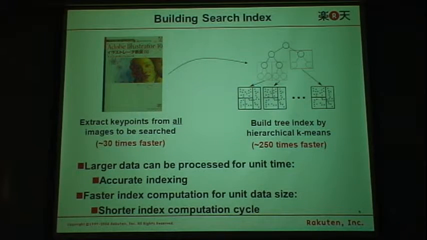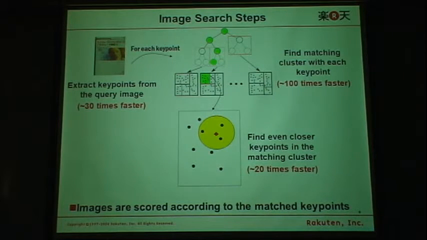And this indexing is more than 200 times faster on GPU than on a single core CPU. Of course, you can employ more GPUs to make it even faster. That is, we can process larger data in unit time. That means clustering accuracy may be improved. And for unit data size, we can do indexing faster, so that we have a shorter index computation cycle. That is, we have a fresh index in our data center.